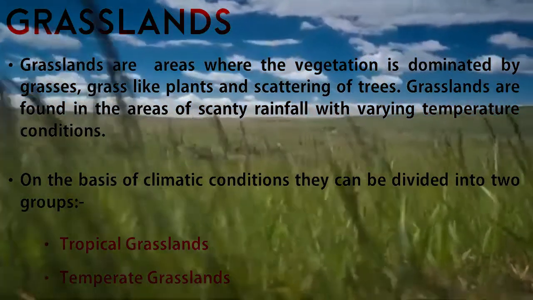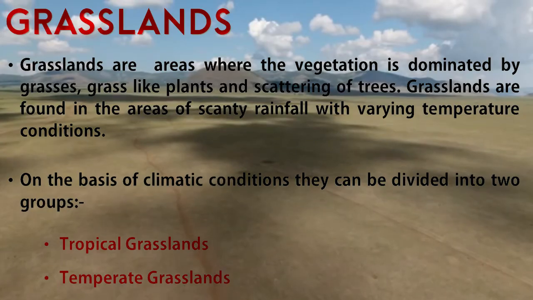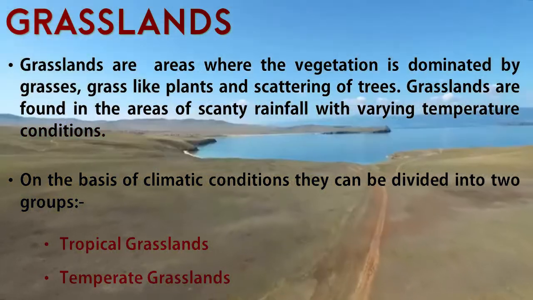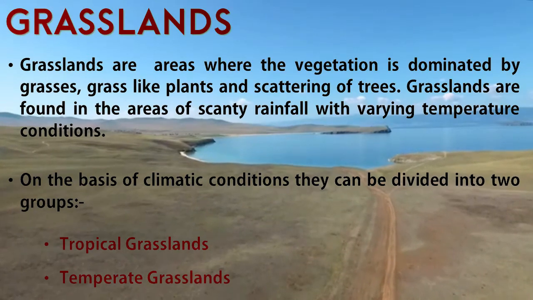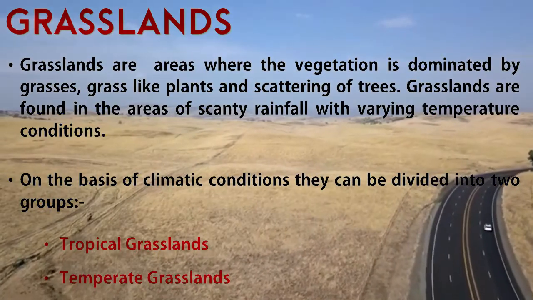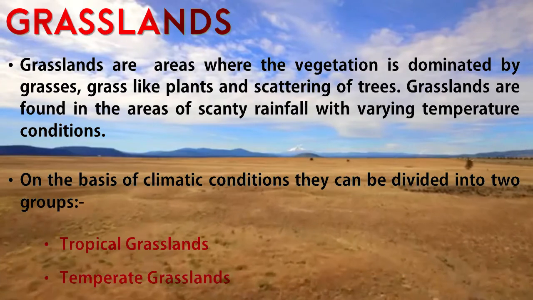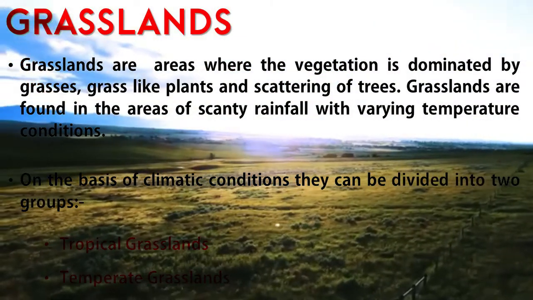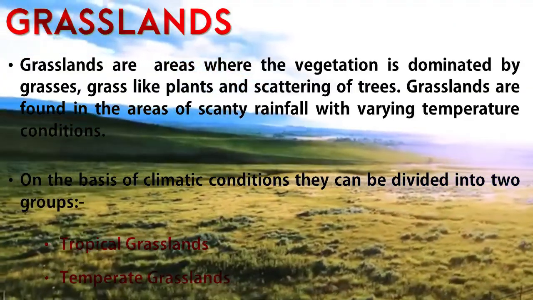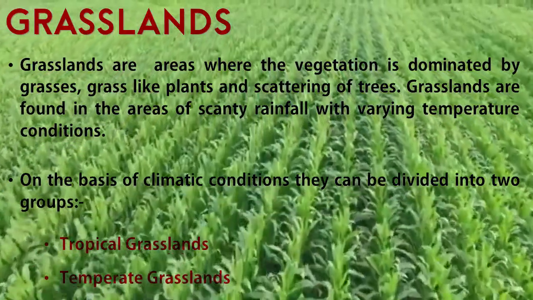So let's start today's first topic, grasslands. Grasslands are areas where the vegetation is dominated by grasses, grass-like plants and a scattering of trees. Grasslands are found in areas of scanty rainfall, meaning areas which receive low rainfall, and with varying temperature conditions, meaning the temperature may vary. It could be a little cold, it could be a little warmer, right?